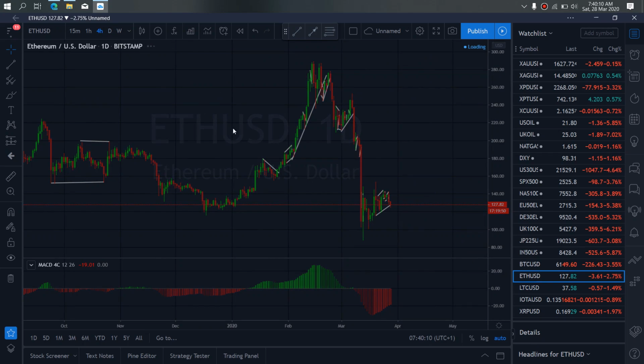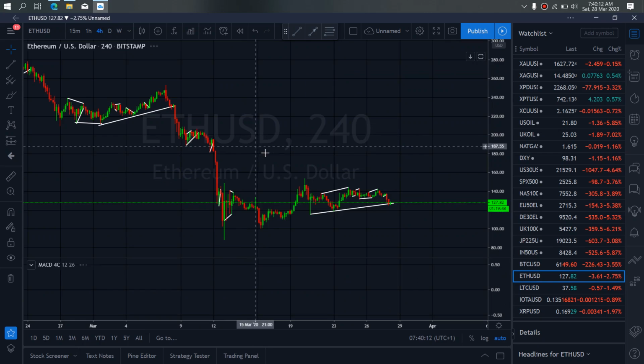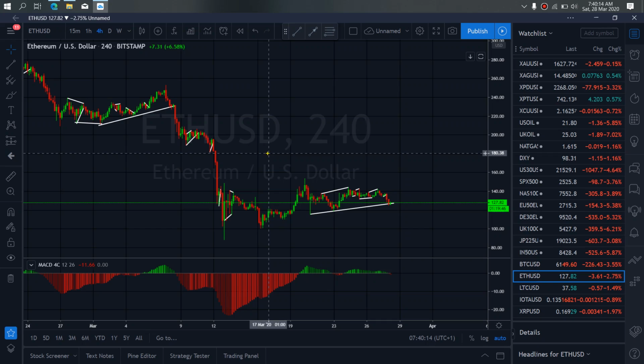So if we zoom to 4 hour time frame on Ethereum, in the 4 hour time frame, we look at this as a corrective structure A, B. So expect one more spike up, tag this top, and then drop down to this low. That's what I'm looking out for on Ethereum for this week. So we want to watch out for that.